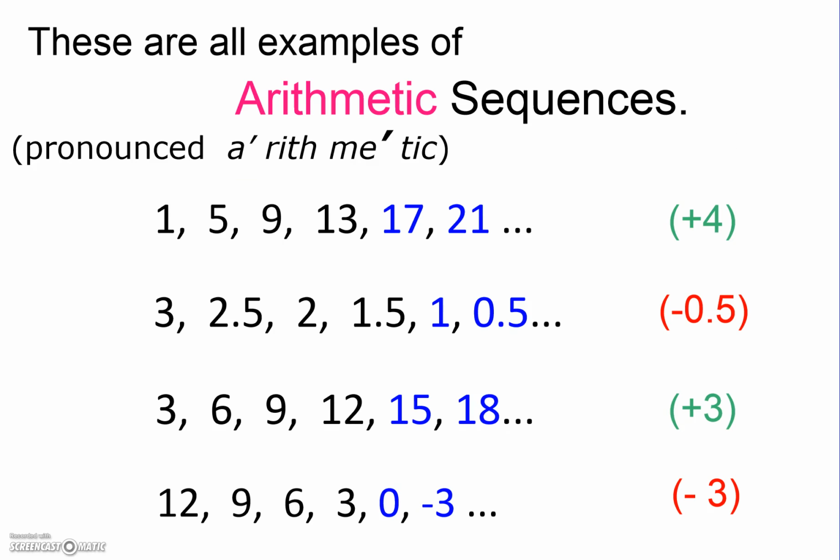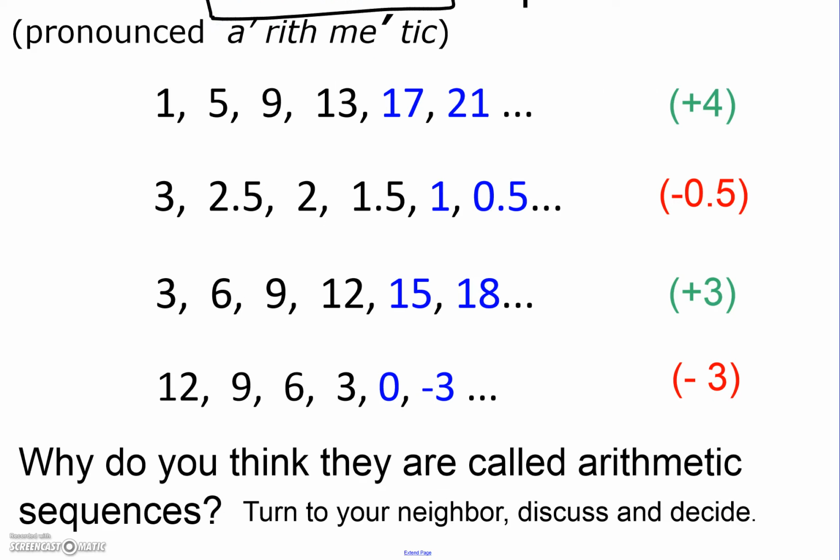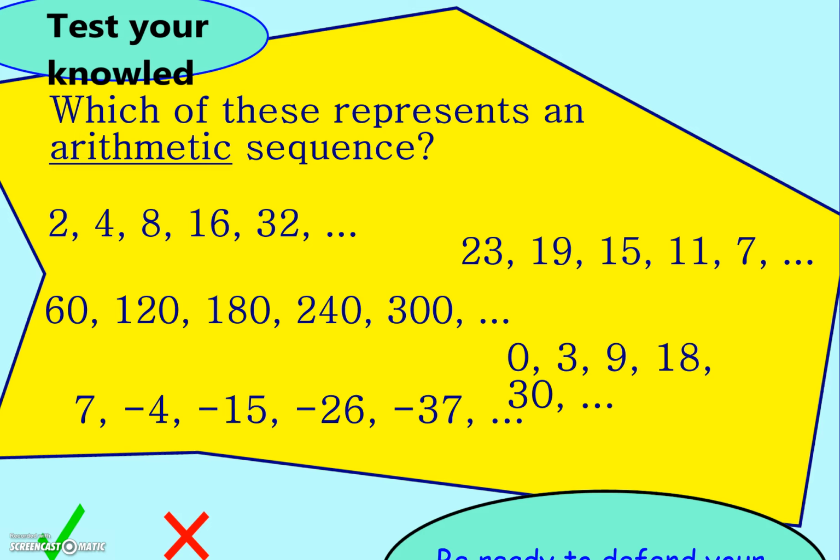So these are all examples of arithmetic sequences. That means you have added or subtracted a term to a previous term. So which of these represent an arithmetic sequence? Well, how did I get from 2 to 4? That'd be plus 2. So 4 plus 2 would be 6, and that is an 8. So this is not arithmetic.